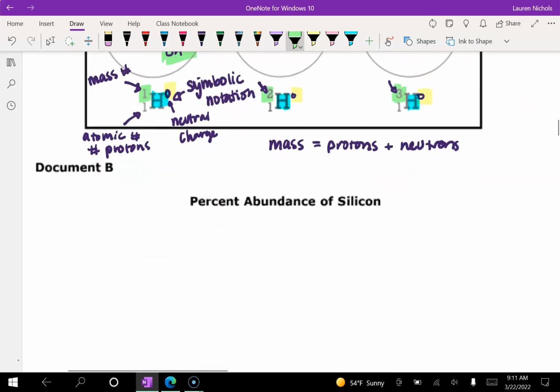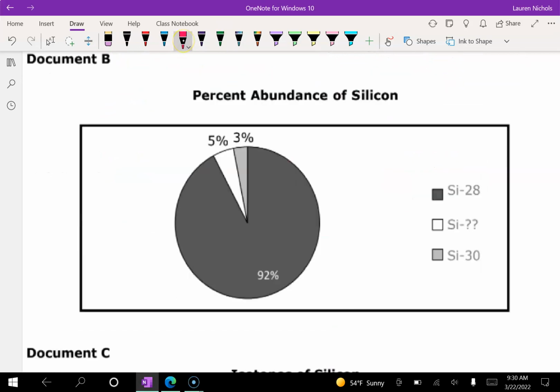If we look at document B, the percent abundance of silicon. Percent abundance is one of our vocabulary words. It tells us in percentage form how common an isotope is. We can see that silicon-28 makes up 92% of the silicon in the world. Silicon-30 takes up 3%, and 5% is made up of this mystery element here.